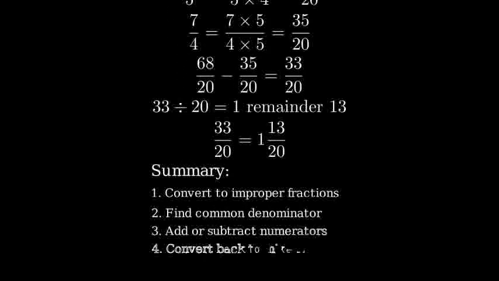To summarize, when adding or subtracting mixed numbers, first, convert to improper fractions. Second, find a common denominator. Third, add or subtract the numerators. Finally, convert back to a mixed number if needed.